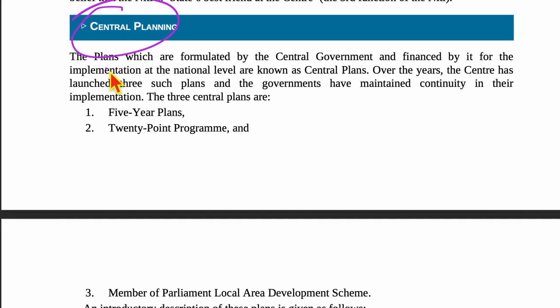We'll be starting with central planning in this video. Now, the plans which are formulated by the central government and financed by it for the implementation at the national level are known as central plans. Over the years, the Centre has launched three such plans and the government has maintained continuity in their implementation. The three plans are the five-year plans, the 20-point program, and the Member of Parliament Local Area Development Scheme, that is MPLAD.